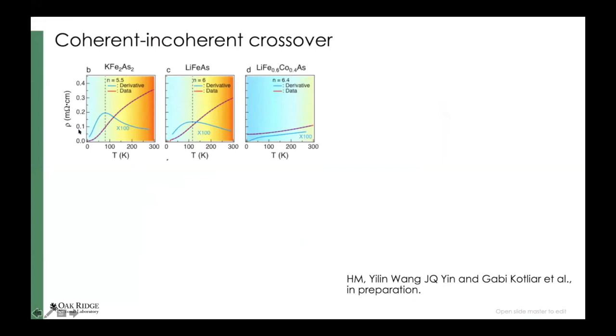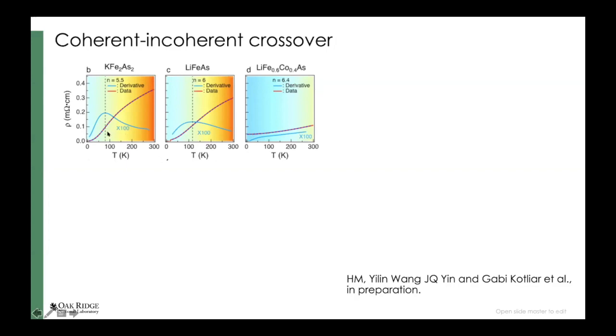And you do see at low temperature for potassium iron two arsenic two, you have Fermi liquid behavior, but at high temperature you start to saturate. So we can always define an artificial coherent and incoherent crossover, which is the peak position of the first derivative of resistivity right here. And you can track the coherent and incoherent crossover temperature change as a function of filling number. Say here is 5.5 for potassium iron two arsenic two, and 6.4 for cobalt doped lithium iron arsenide.